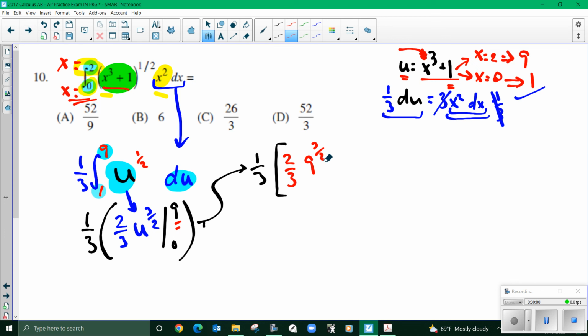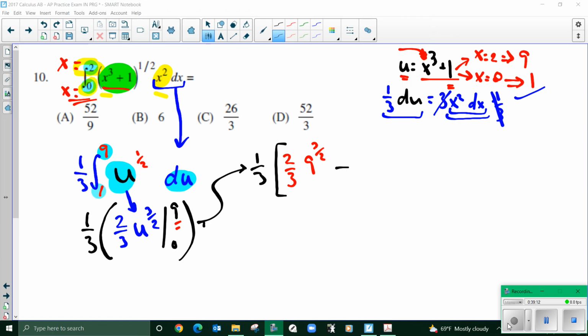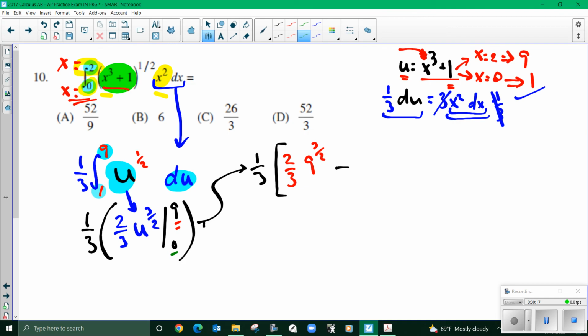Minus, because it's the difference. We haven't actually done one of these out completely, and I mean like with bounds. Okay, now I'm going to plug in the 0. Oh, 0, it's 1. Why did I put 0? Look at that. Good thing I caught that. That would have been terrible. 2/3, 1 to the 3/2. Okay, I'm multiplying here. There we go.